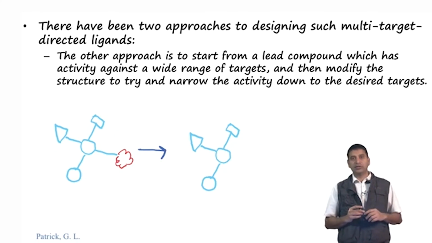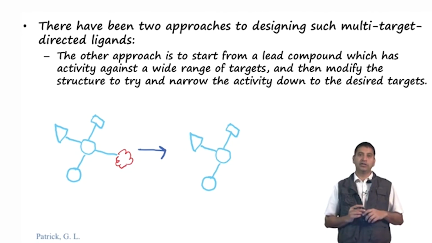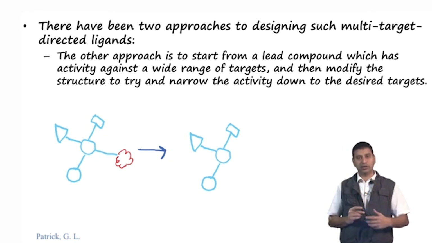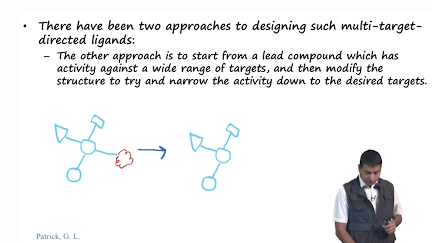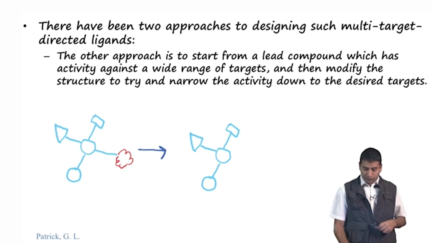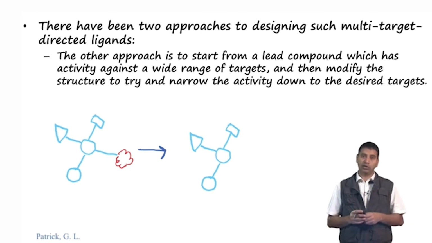Another way to do this is to be able to design multi-targeted directed ligands. So, here we start from a lead compound which has activity against a number of different targets, and then we modify the structure so that we can narrow down the activity to the desired targets. So, for example, this drug is a multi-target drug. Now, if this component is not useful, then I can remove this and prepare a new drug which is going to have less unwanted effects.